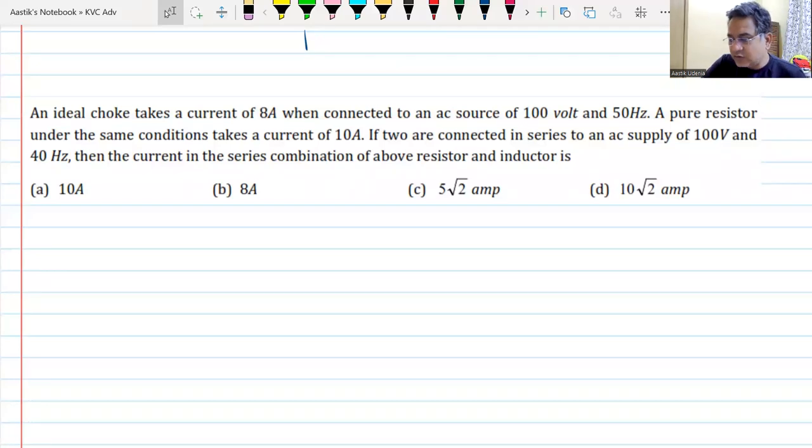Let us move ahead and solve one question based on this so that we are able to understand what type of question comes. And this is the question that might come.